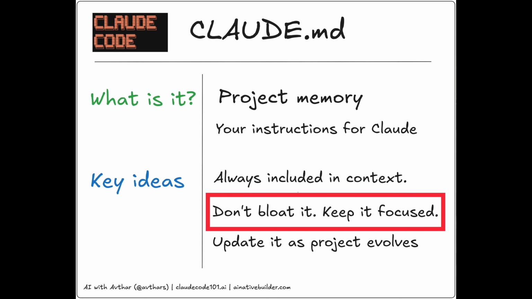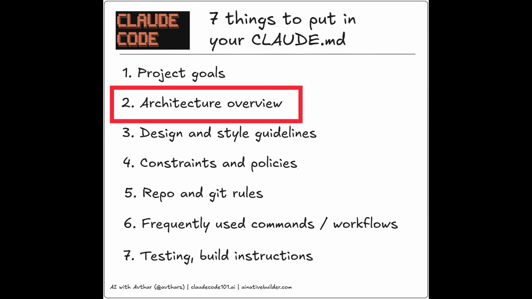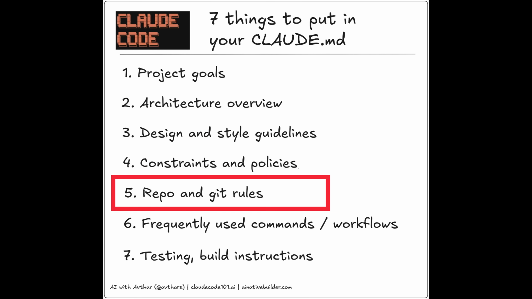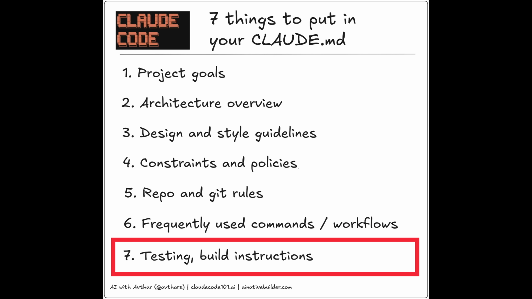Keep your Claude.md concise and only include the most relevant information. Here are 7 things I recommend putting in your Claude.md file: project goals, architecture overview, design and style guides, constraints and policies, repo and Git etiquette, frequently used commands, and testing instructions.